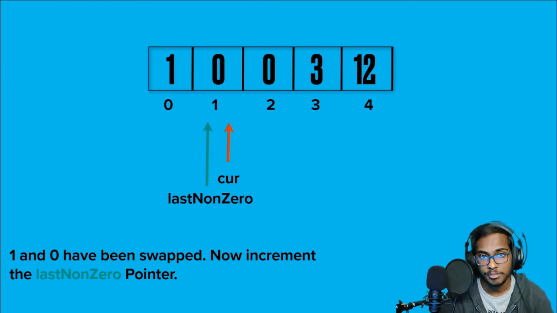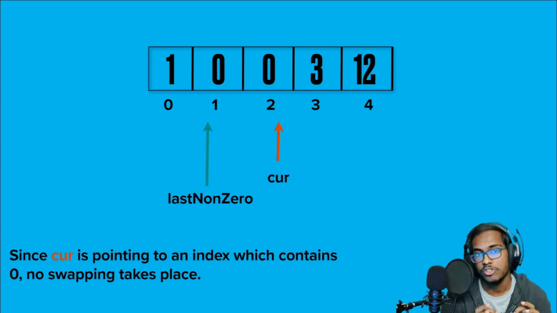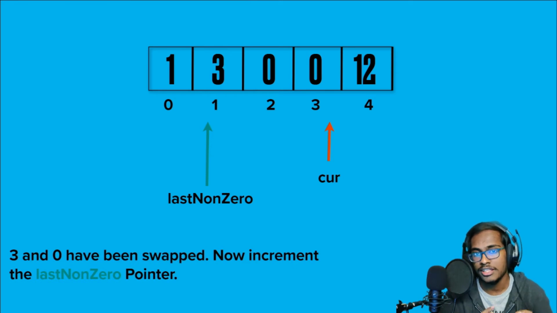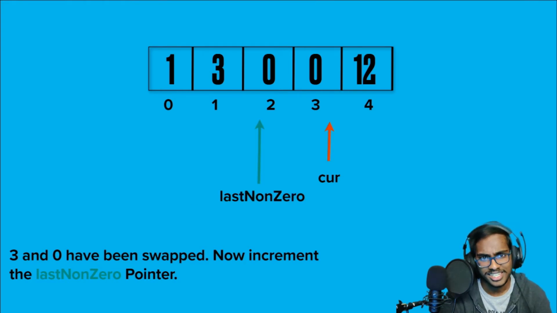Next, we are going to increment cur. Now cur is pointing to 0. And what happens when we point to 0? We do nothing. So now we simply increment cur again. And now it's pointing to 3, which is a non-zero element. So swapping takes place. Now we are going to swap 0 and 3, which are the elements which last non-zero and cur are currently pointing to. So now we get 1 3 0 0 12. And what do we do next? We increment the last non-zero pointer. Easy, right?